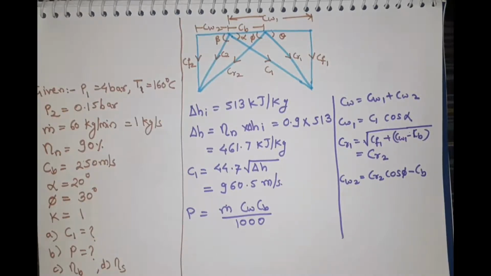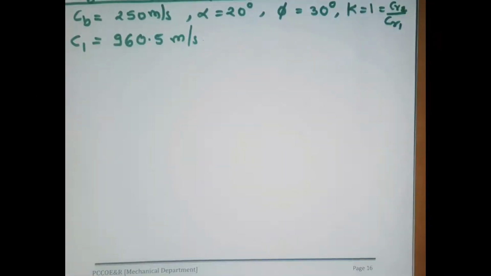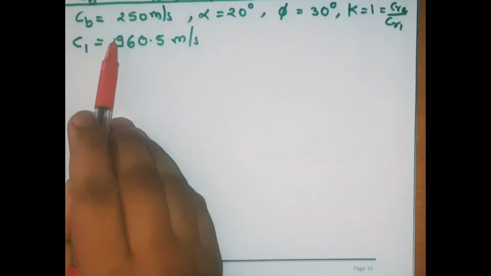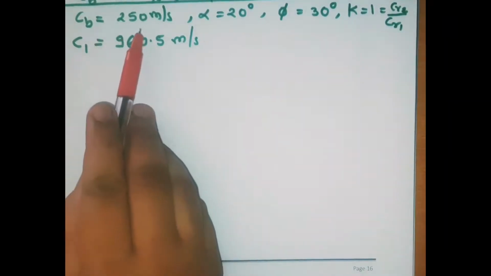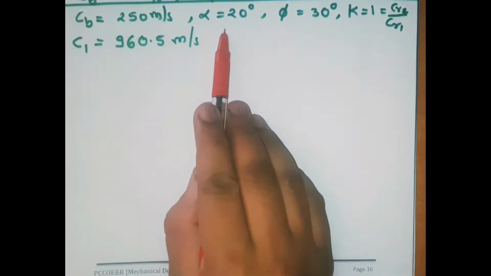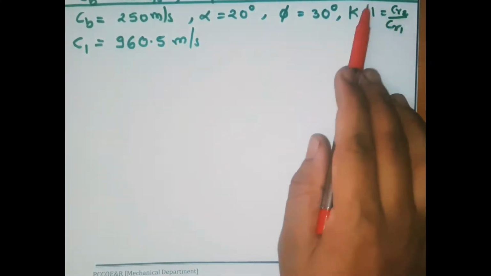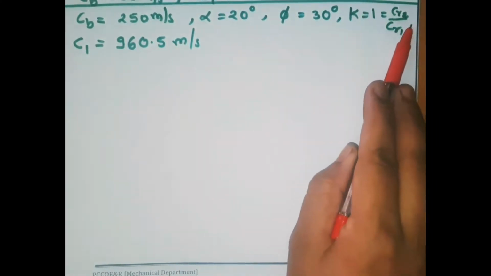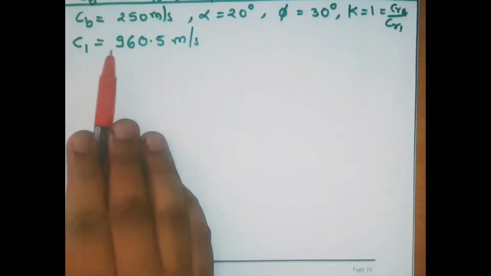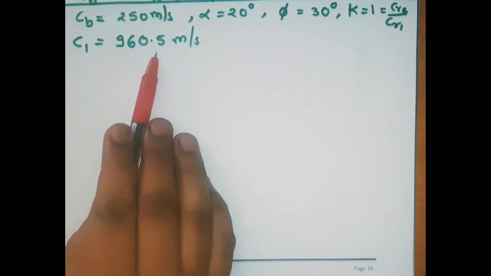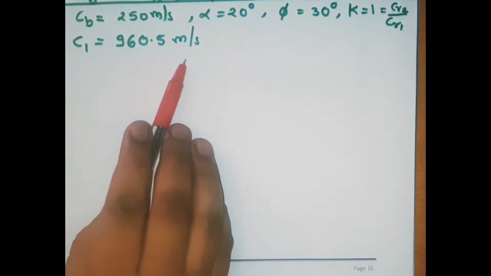There is another method, that is the construction method. Let's see the construction method. So here from the numerical it is given that CB is equal to 250 meter per second, alpha is 20 degree, phi is 30 degree. From here we can see CR1 equal to CR2 and C1 is equal to 960.5 meter per second.